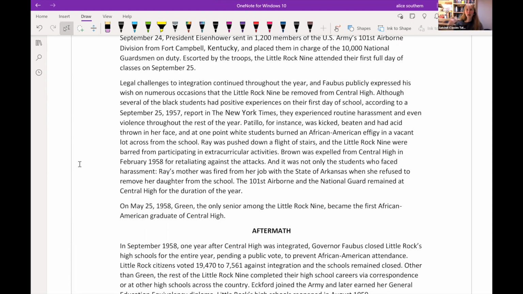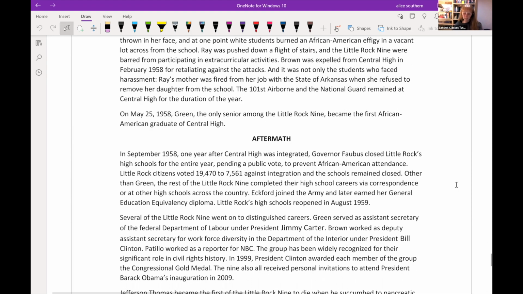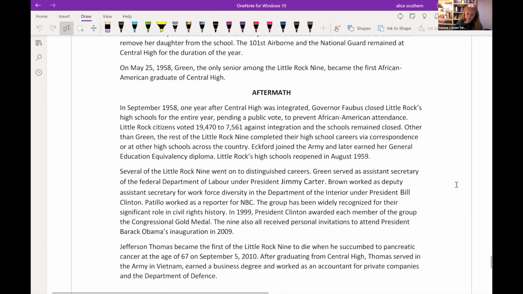So we've got legal challenges again and again against this, saying how can this be legal? But we have to start somewhere, don't we, with this integration. So we've got routine harassment and even violence throughout the rest of the year. So one of the mothers was fired from her job when she refused to remove her daughter from the school. So again, support from the white people against the black people in the community. But on May the 25th, 1958, we do have a graduate of Central High who was black, so the first ever.